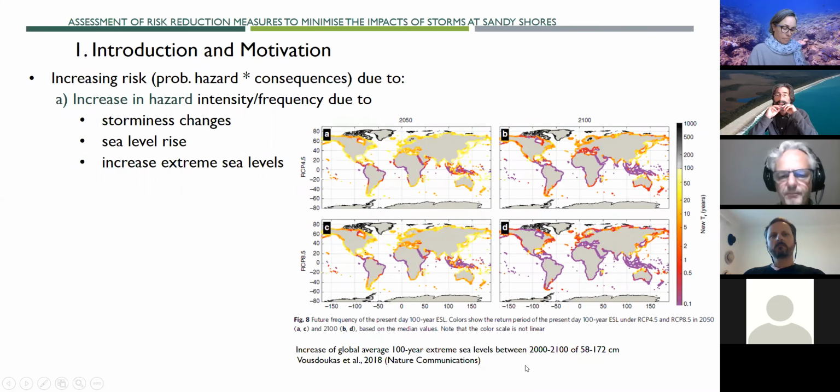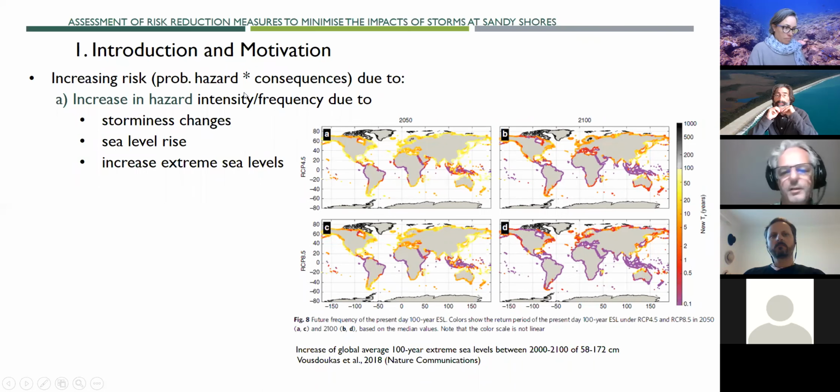For instance, getting this quotation from Michalis Vousdoukas, there is an expected increase in global average 100-year extreme sea levels of between 58 and 172 centimeters. So we're going to have increased extreme sea levels in the future. This will increase the probability of hazard.